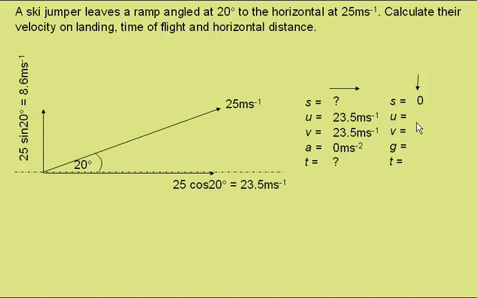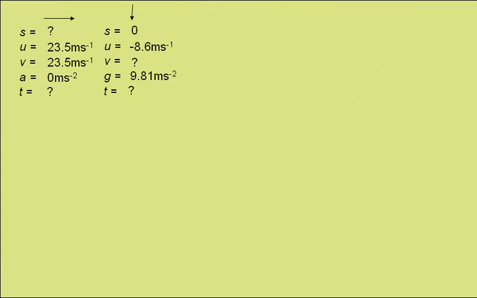My initial vertical velocity I've found here, minus 8.6 meters per second. The minus sign is because here I'm specifying down as positive and the skier starts by going up. My final vertical velocity I don't know, and I need to know. The acceleration is due to gravity, positive because I've taken down as positive, at 9.81 meters per second squared, and the time will be the same as this one. I've copied across my horizontal and vertical data just to refer to.